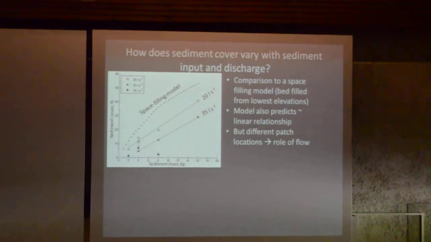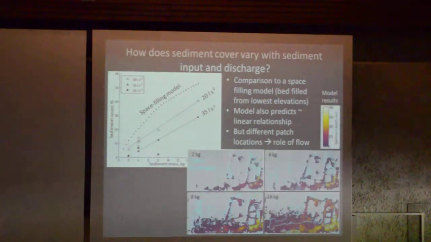However, if we look at the results from the space filling model, at where it predicts that sediment patches will occur, we find that actually we do get quite a lot of difference between this simple model and what we actually observe in the flume.